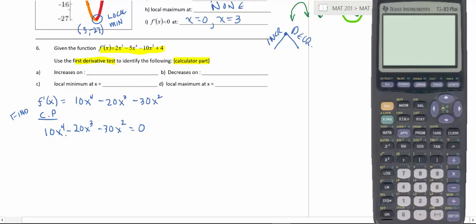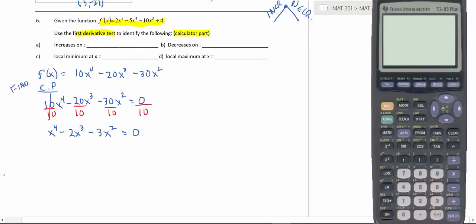Okay, now you're going to solve this by factoring, but notice that you can divide by the common factor of 10. You can divide by constants, but don't divide by variables. That'll mess the whole thing up. So this is going to give x to the fourth minus 2x to the third minus 3x squared is equal to 0. Now we're ready to go about factoring this then.